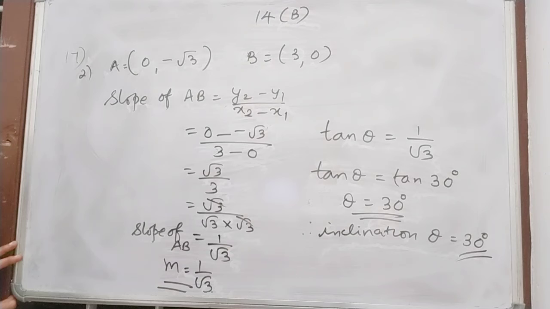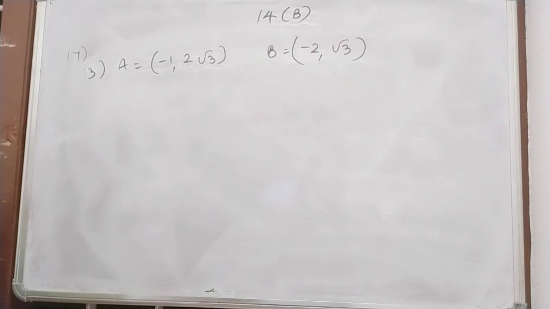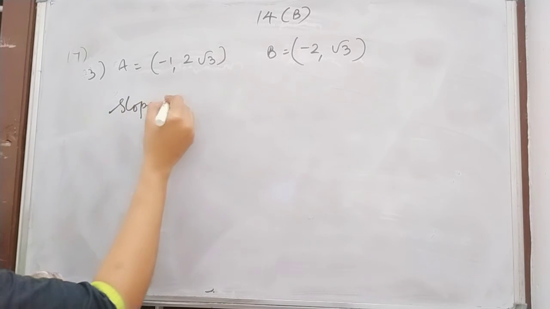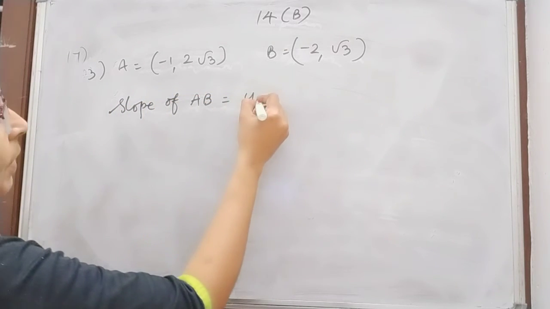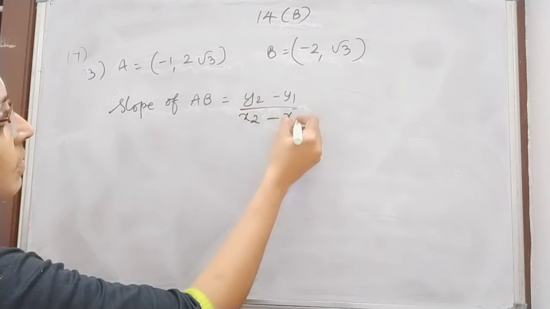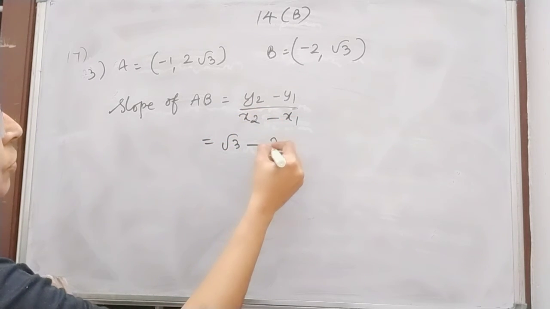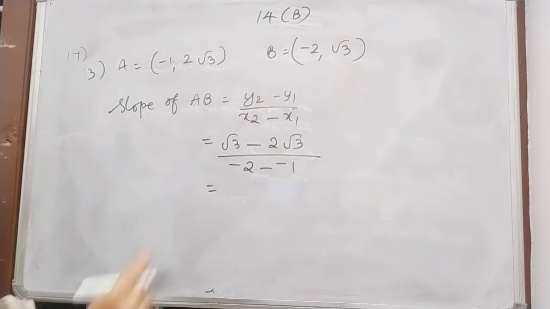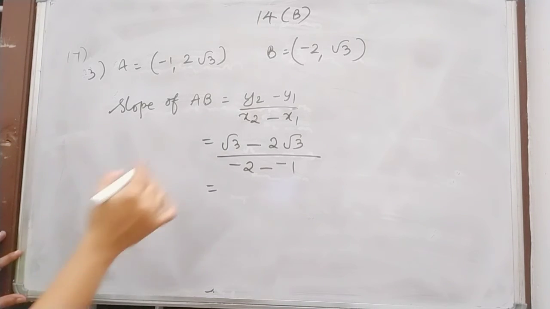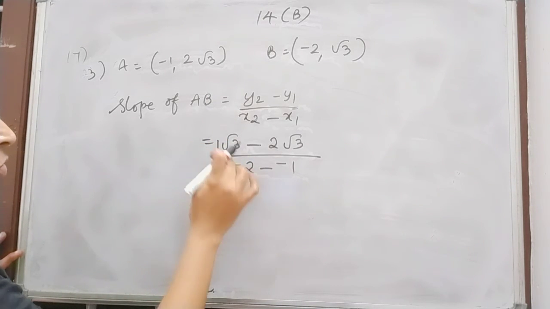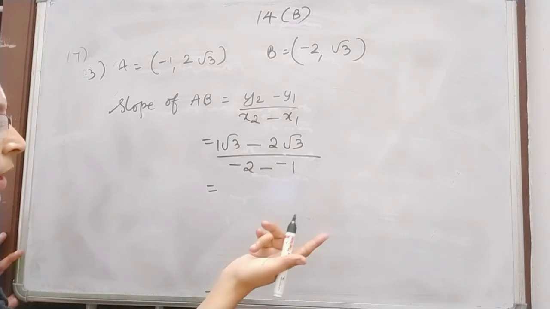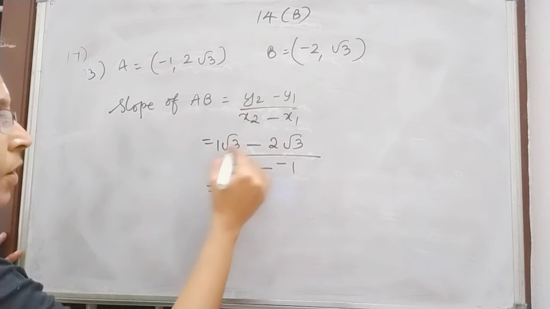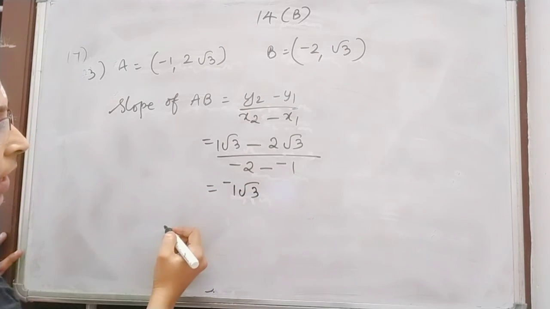Then third question, A is negative 1, 2 root 3 and B is negative 2, root 3. Slope of AB is equal to y2 minus y1 divided by x2 minus x1, which is root 3 minus 2 root 3 divided by negative 2 minus negative 1. So root 3 minus 2 root 3 will be what? One side is positive, the other side is negative, so subtract and take the sign of the bigger number. So 2 minus 1 is 1, root 3, and the sign is negative.